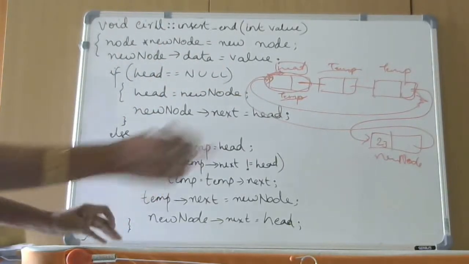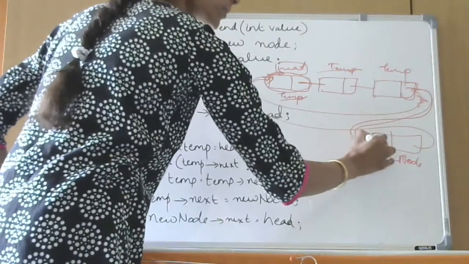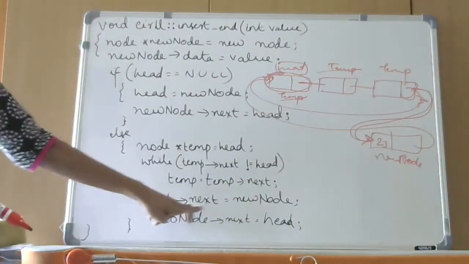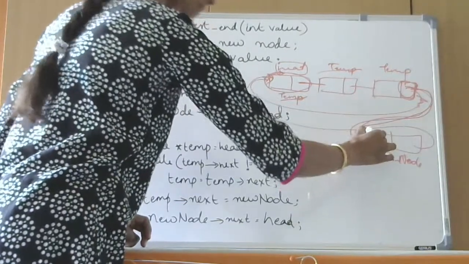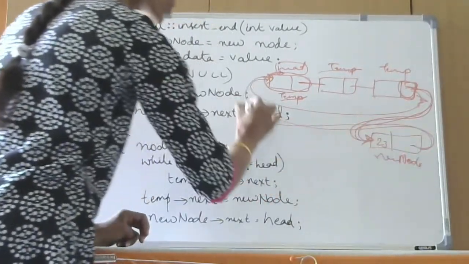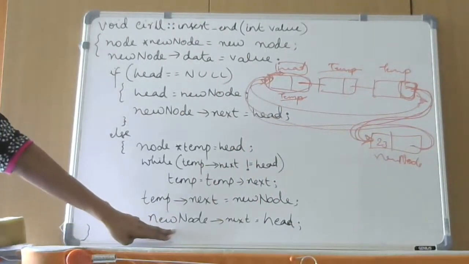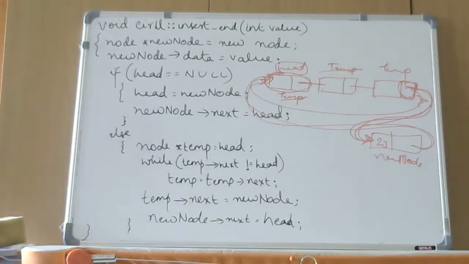How do you write this? This has to come here to the new node. That is, temp of next will be equal to new node. Correct? New node of next should come to head. So that is how you implement inserting a node at the end. There are two conditions that we have checked. One is if the list is empty, how do you insert? The other is if the list is not empty, then how do we insert at the end?